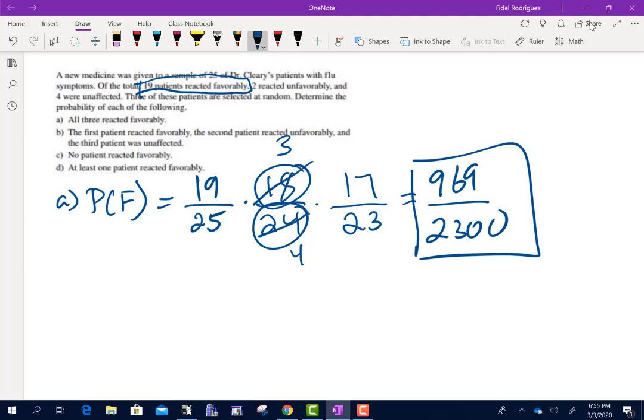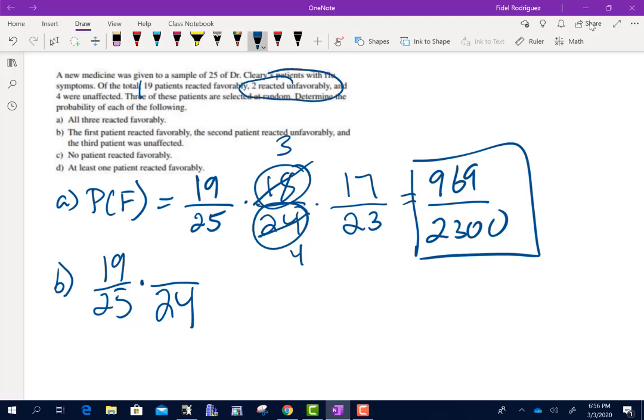All right. Now part B. So let's do part B. Okay. So part B says, the first person reacted favorably. Okay, so the first person acting favorably is 19 out of the 25. Okay. The second person acted unfavorably. So we have 24 people to choose from. 2 of them have not yet been chosen. So 2 out of the 24. And the third patient, so now again I only have 23 patients to choose from, are unaffected.